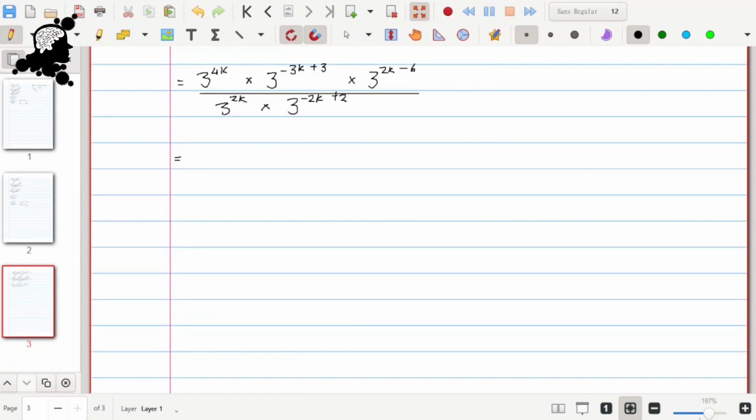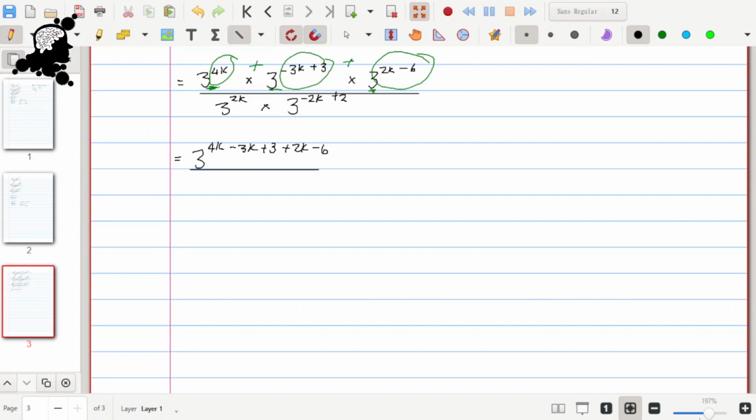Now for the next step. You will notice that we are multiplying numbers with the same base. We've got base of 3, base of 3, base of 3. When we multiply numbers of the same base, we add the exponents. So let's add the exponents. 3 to the power 4k minus 3k plus 3 plus 2k minus 6.